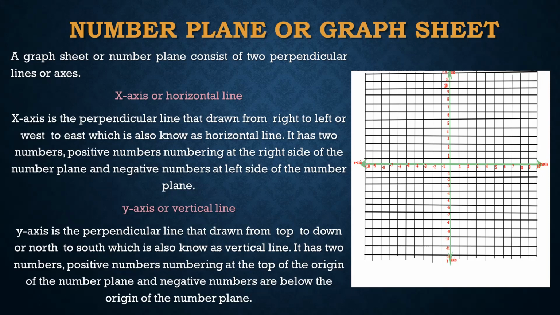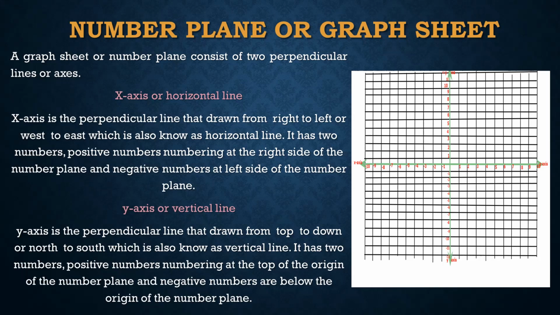The y-axis is also called the vertical line. The y-axis is the perpendicular line that we draw from top to down, or north to south, which is also known as the vertical line. It has positive numbers numbering at the top of the origin of the number plane, and then the negative numbers are below the origin.